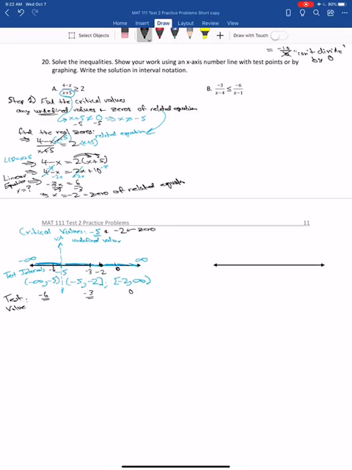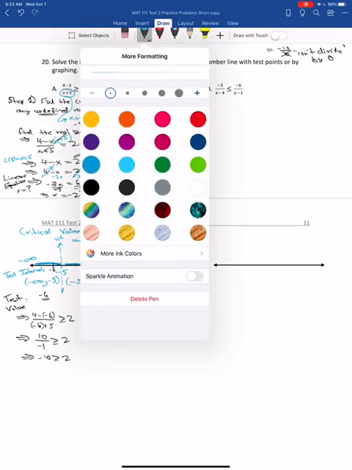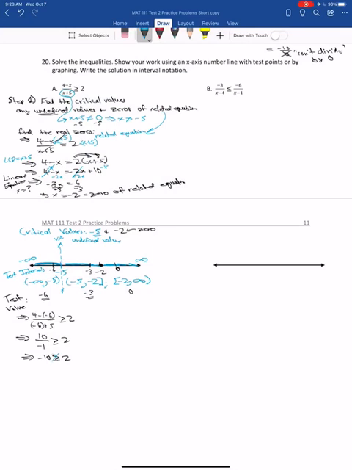Is -6 in the solution set? Let's test it. As we plug it in, I get (4 minus -6) divided by (-6 plus 5). And the question is, is it greater than or equal to 2? As we simplify, 4 minus -6 is 4 plus 6, so it ends up being 10 in the numerator, divided by -1. That's -10, greater than or equal to 2? Well, it's not true, right? -10 is less than 2. So again, it's not in the solution set.